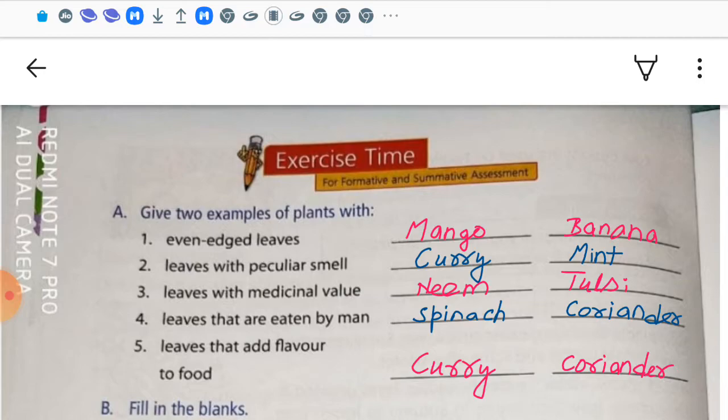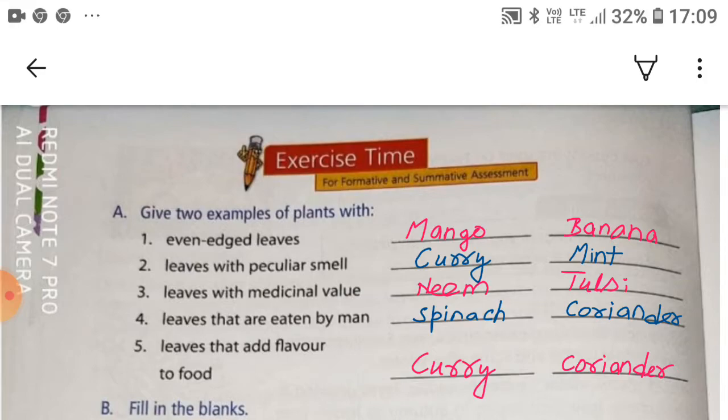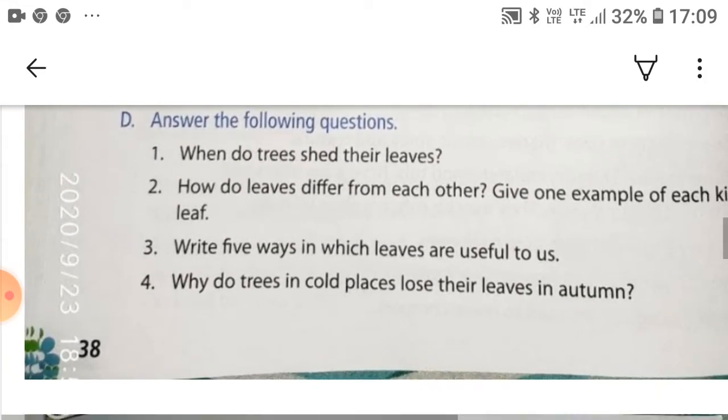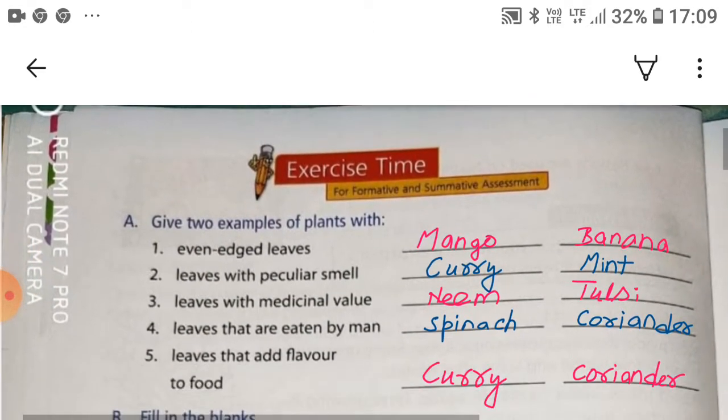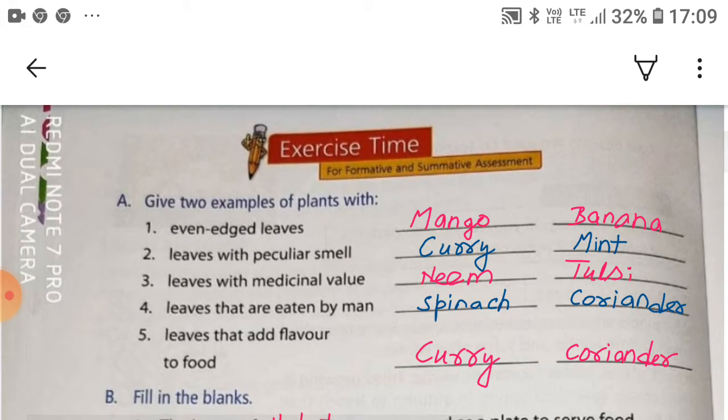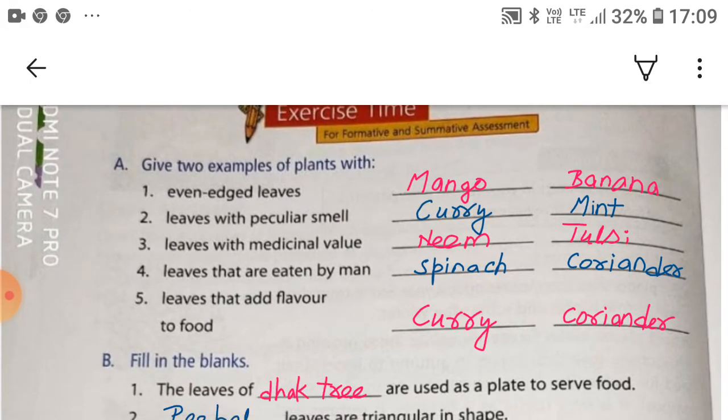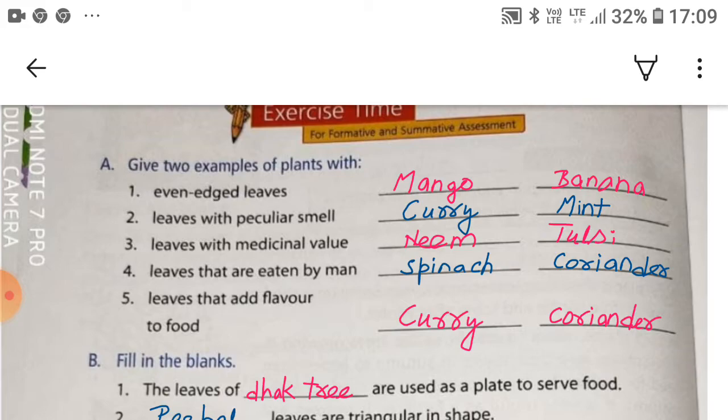Leaves in Our Lives. So students, open page number 38 in your EVS book and keep a pencil with you. So here you can see A. Give two examples of plants with. So first, even edges leaves are mango and banana.